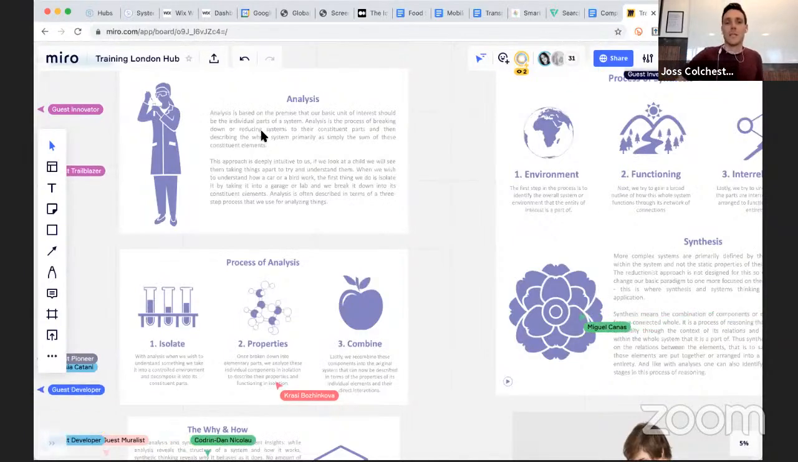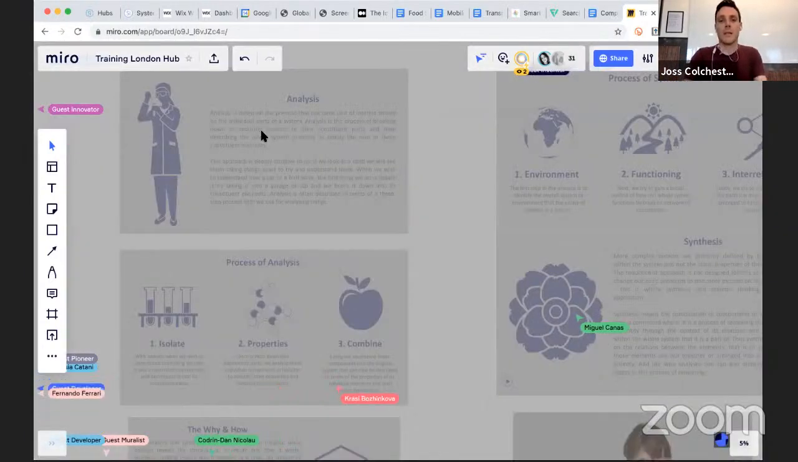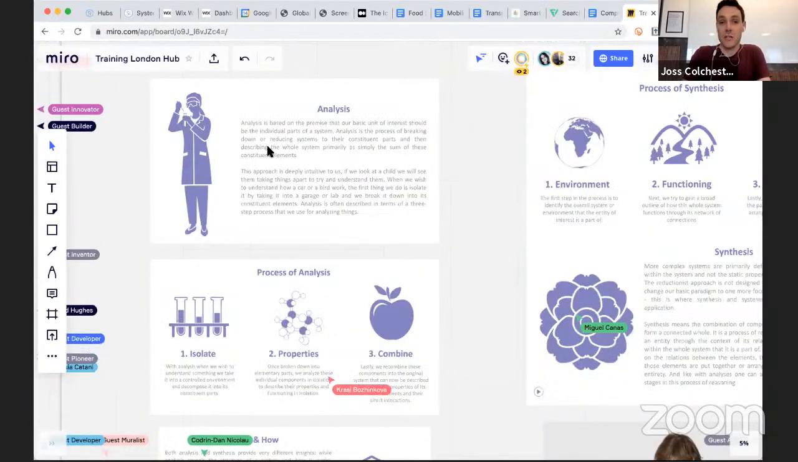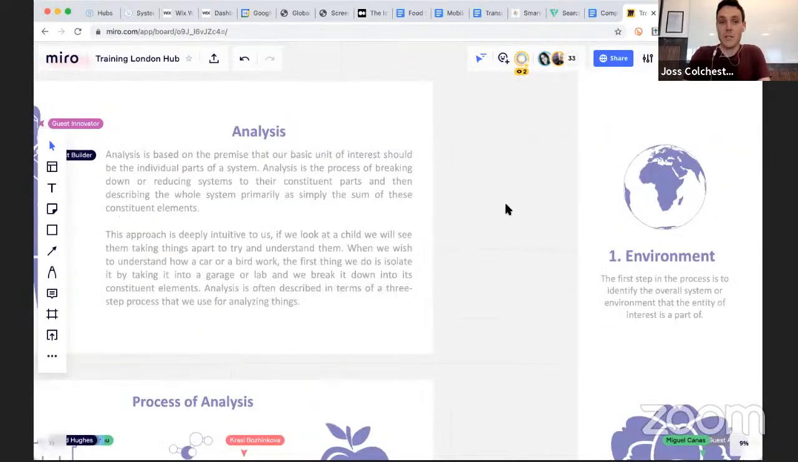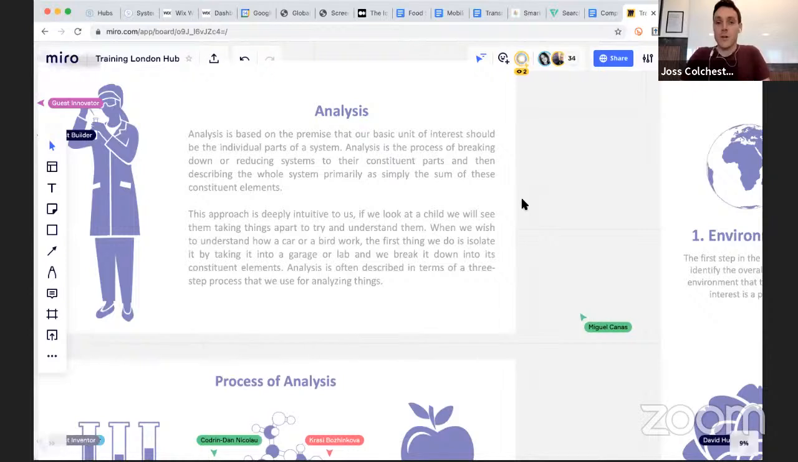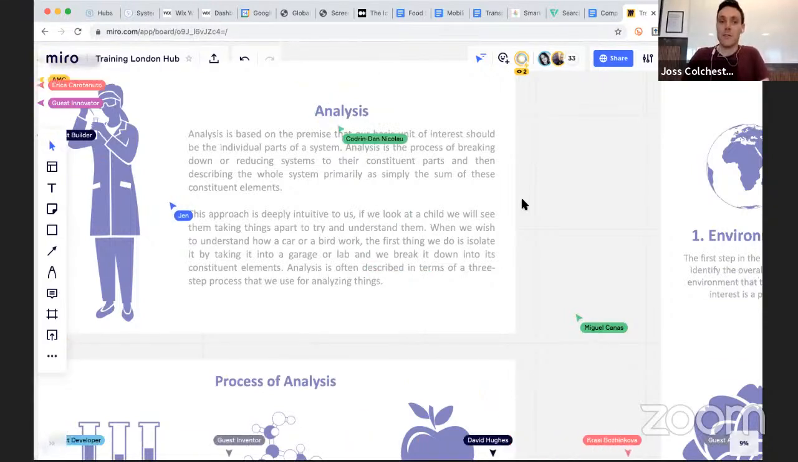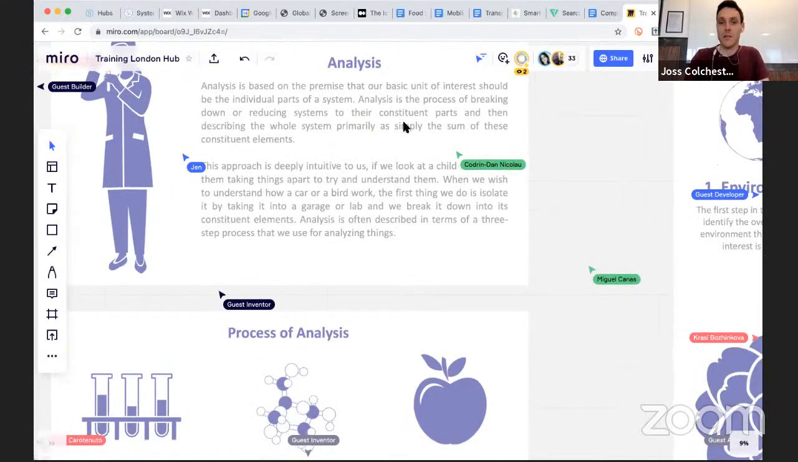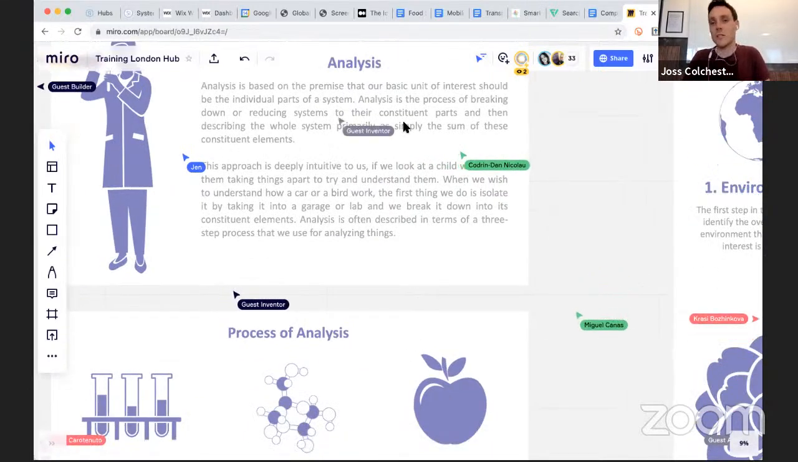So analysis is based on the premise that our basic unit of analysis, unit of interest, should be the individual parts of the system. Analysis is the process of breaking down or reducing systems to their constituent parts and then describing the whole system primarily as simply the sum of those constituent elements. Right, so this is reductionism. This is what we do when we try to understand something within a reductionist paradigm.